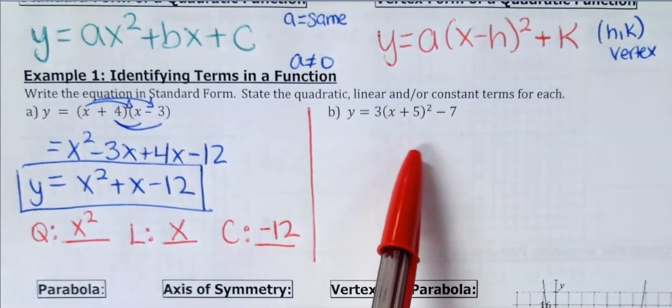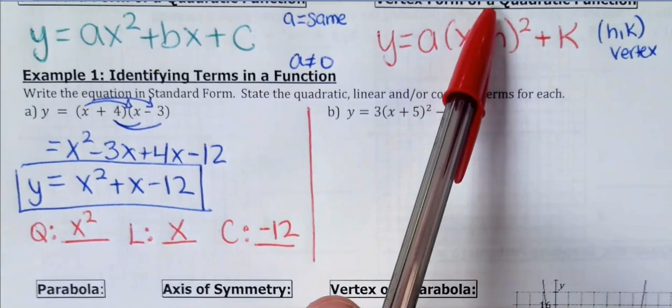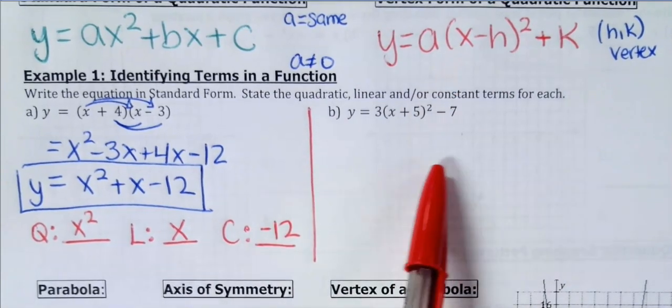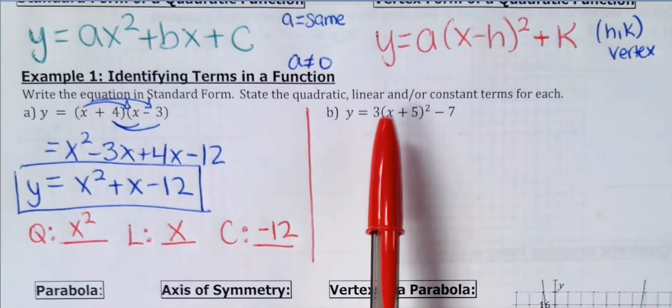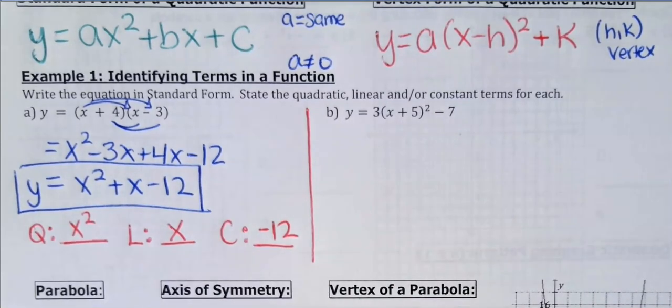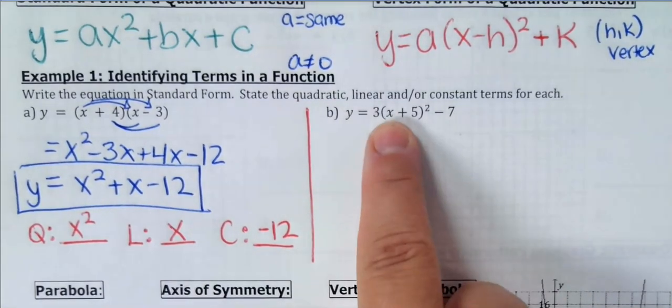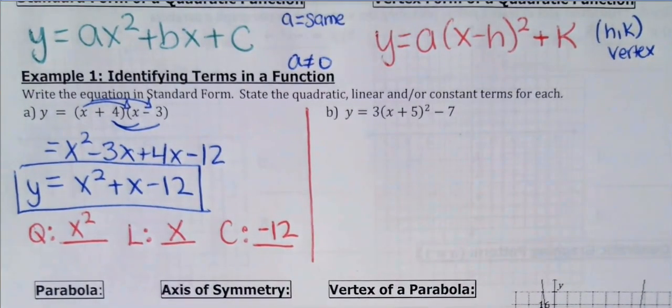This one is written in the vertex form, really similar to right above here. And I'm not going to ask you to identify the vertex or anything. We'll get into that later in the unit. But I do want to put this in standard form. So I've got to multiply this out. If I multiply the 3 times the x plus 5 squared and then the minus 7, anybody know what you should do first there, like in your order of operations?